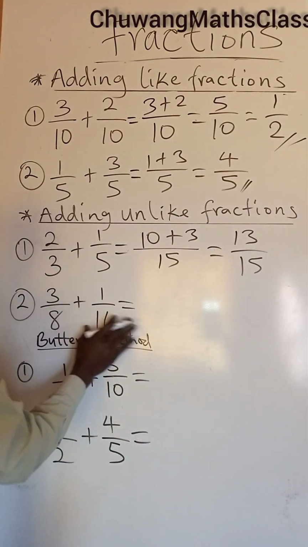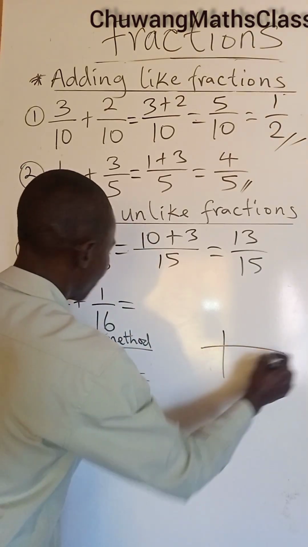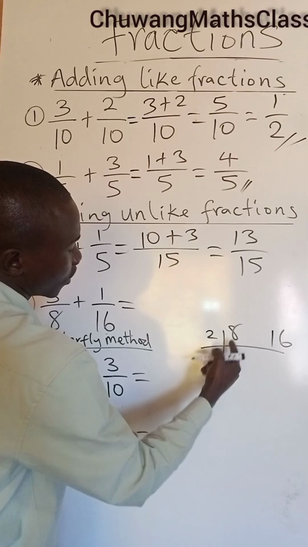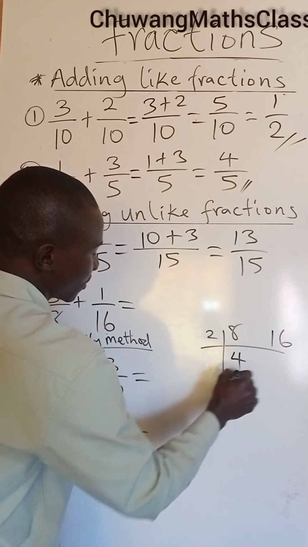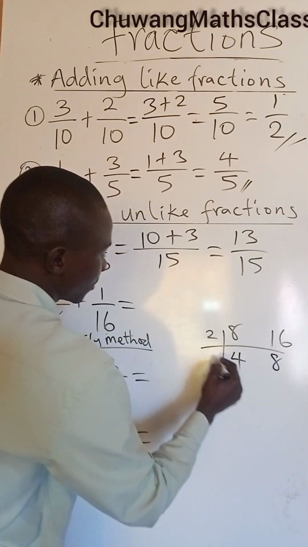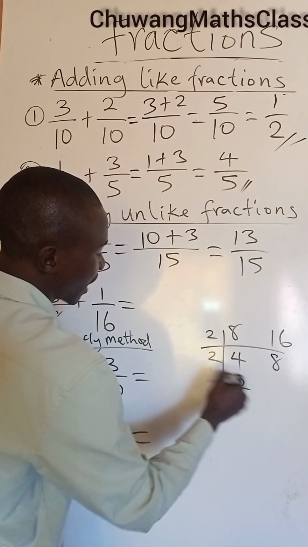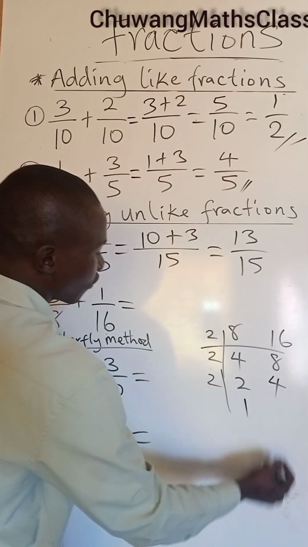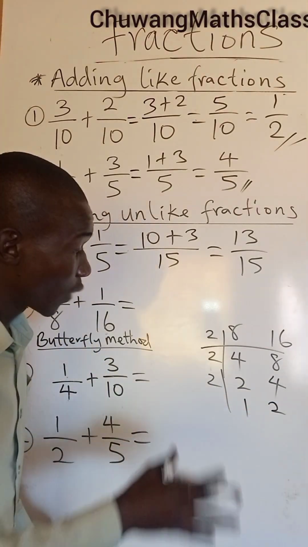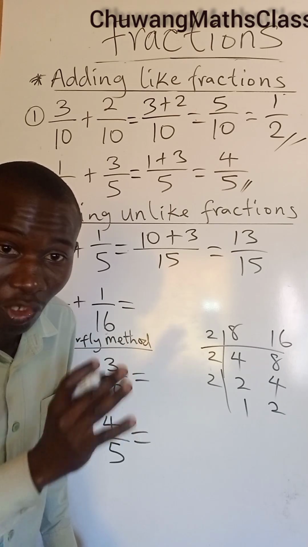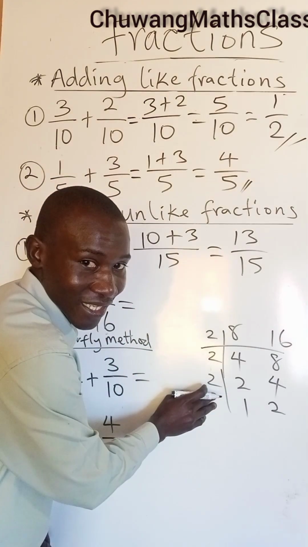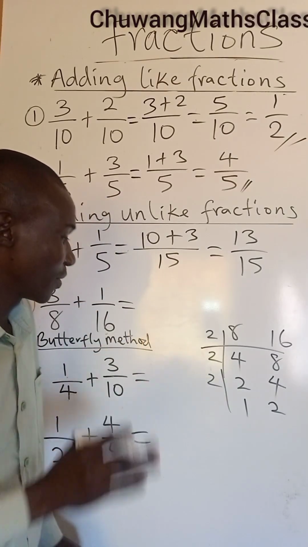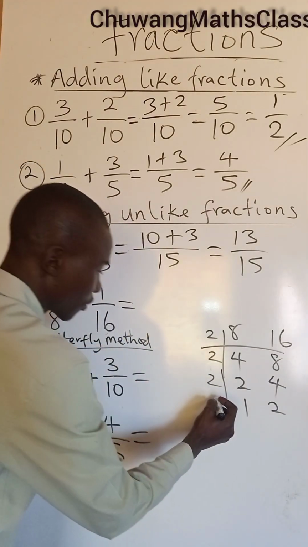So here we also do the same. We'll look for the LCM. Here is 8, here is 16. So 2 can go into 8 4 times. 2 can go into 16 8 times. 2 also here is 2 times. 2 here is 4. 2 here is 1. 2 into 4 is 2. If we were finding the highest common factor, we'd have stopped here, and multiplied 2 times 2 times 2 to have 8. But this is LCM, so we must continue to the list.